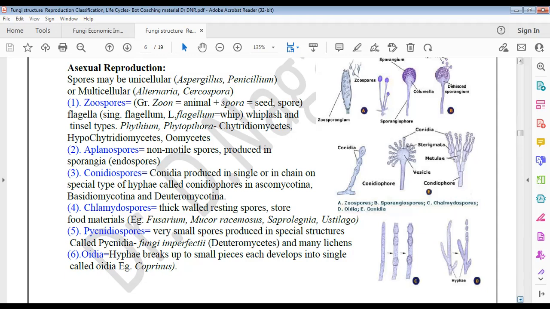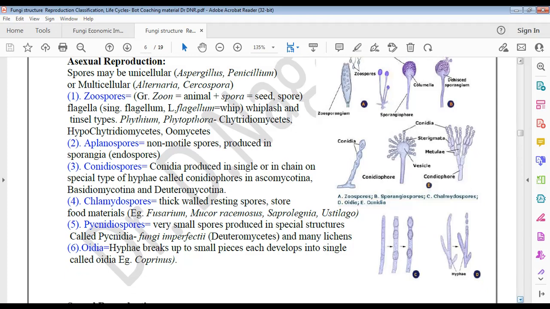You should remember the tensile type and whiplash type. That means acronematic type and fluoronematic type. Two types of flagella are present. Based upon the flagella only, mastigomycetes are divided into three subclasses: chytridiomycetes, hyphochytridiomycetes, and oomycetes. Only one flagellum, of whiplash type on the posterior side, is chytridiomycetes. The flagellum on the anterior side with the tensile type is hyphochytridiomycetes. Where both the flagella are present, that is oomycetes fungi.